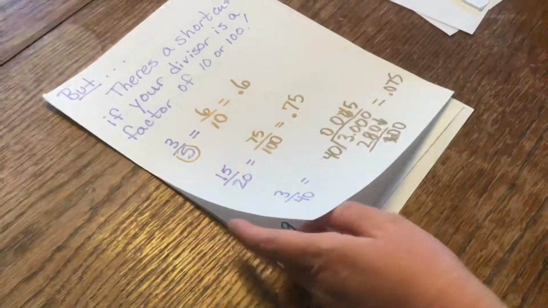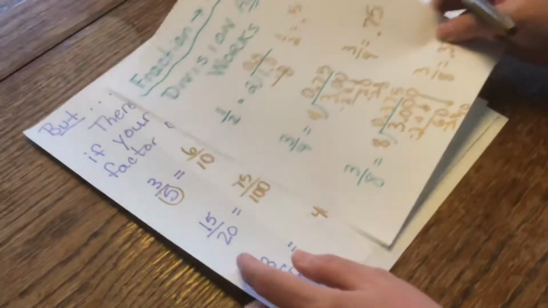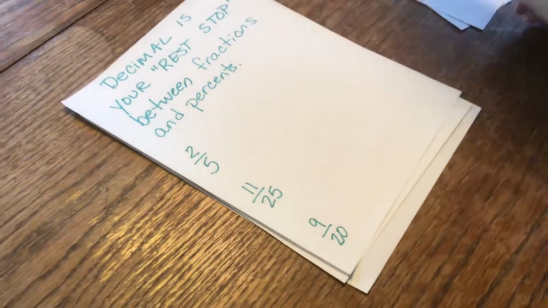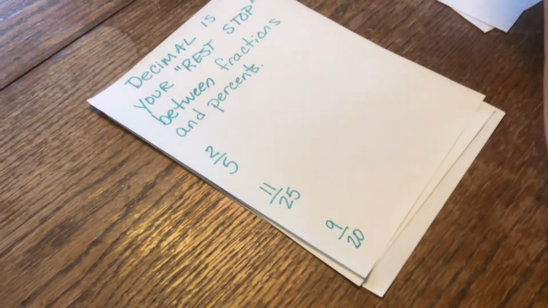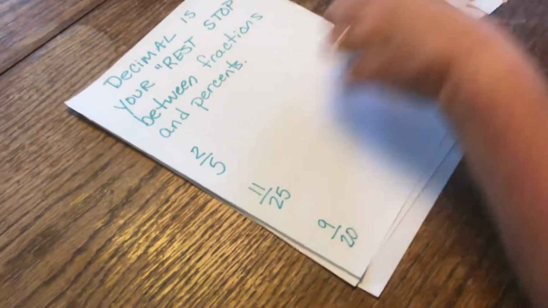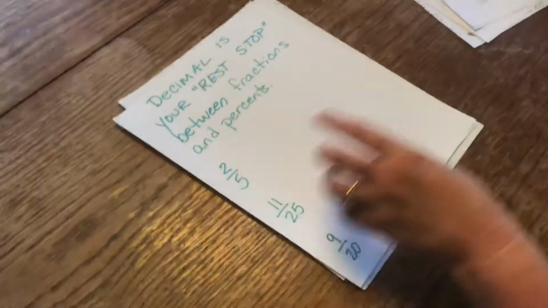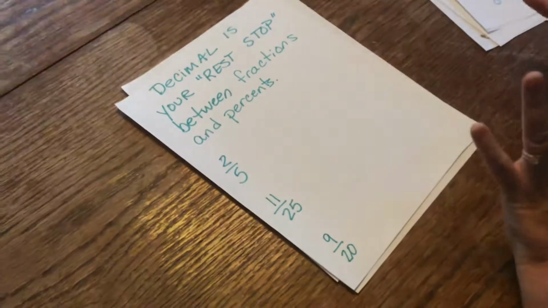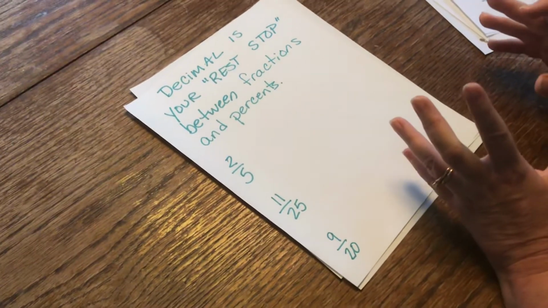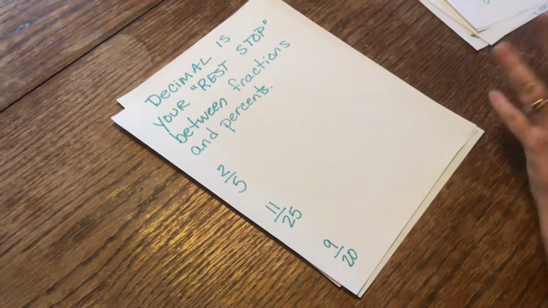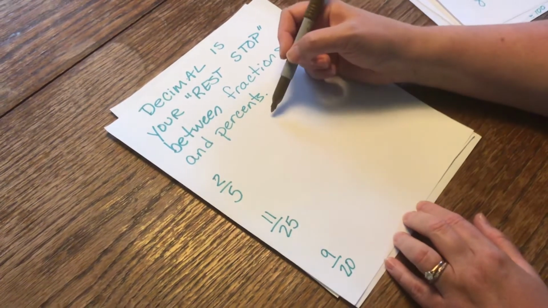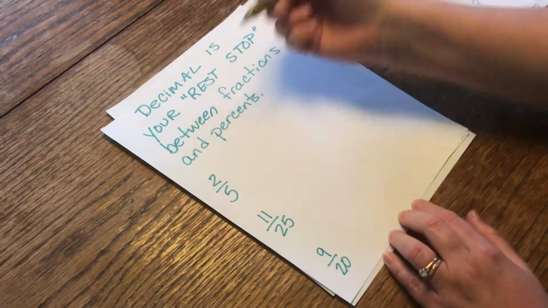So, fractions to decimal, division always works. Sometimes finding an equivalent fraction will work. Now, the easiest thing to remember is that decimal is always going to be your rest stop between fractions and percents. There really is not a graceful way to go straight from fractions to percents. So your best course of action is to go to decimals and then figure out percent.